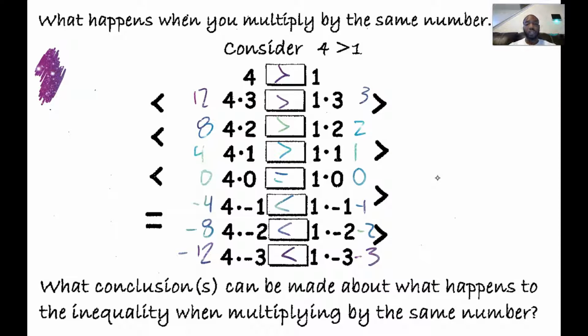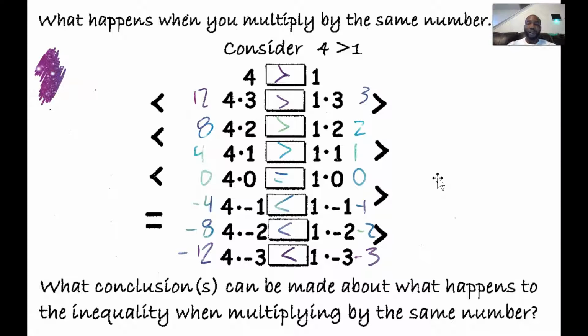It says, what conclusions can be made about what happens to the inequality when multiplying by the same number? Notice that when I multiply by a negative, what happened to the inequality symbol? It flipped. But why is it flipping? Why is the inequality symbol flipping? I wish in Nearpod I could do open-ended, but I can't. So yeah, why is it flipping? Pause the video. All right, it is flipping.